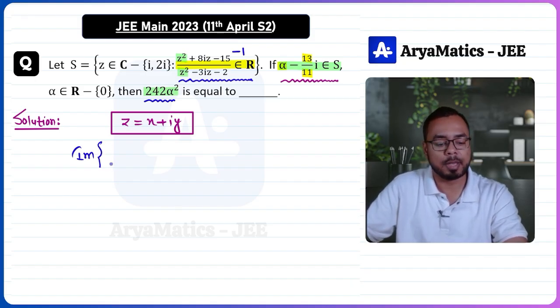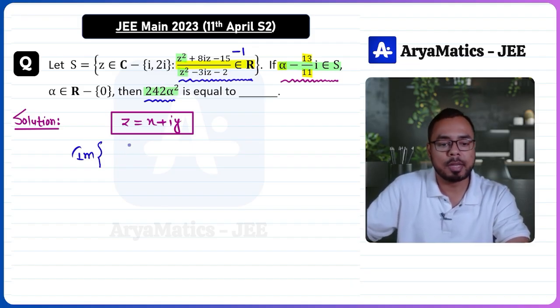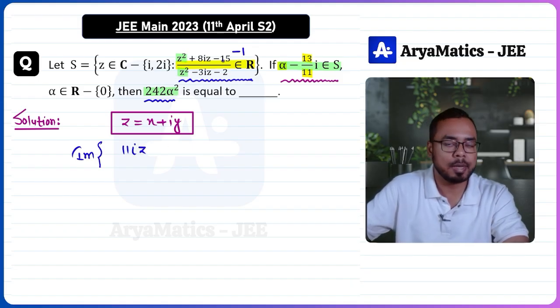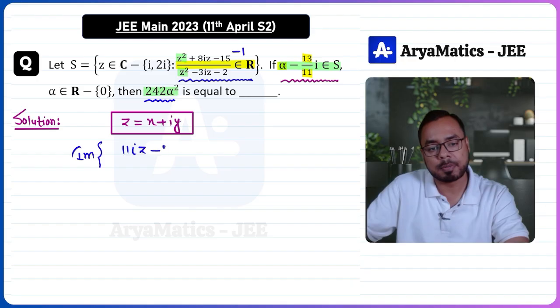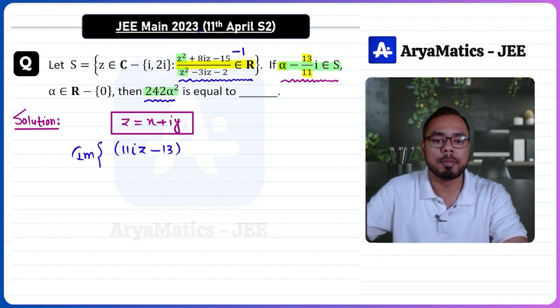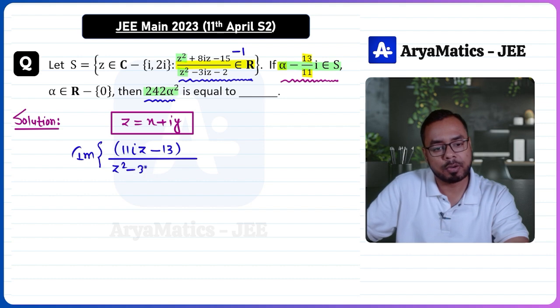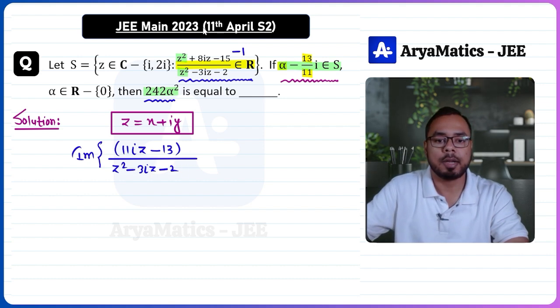So if we subtract minus 1 from there, then you can see that 8 iota Z plus 3 iota Z will give us 11 iota Z. And then minus 15 plus 2, so that will give us minus 13. This will be the numerator part. And that divided by, in denominator, we can have the same expression Z square minus 3 iota Z minus 2, right? And the imaginary part of this complex number will be 0.